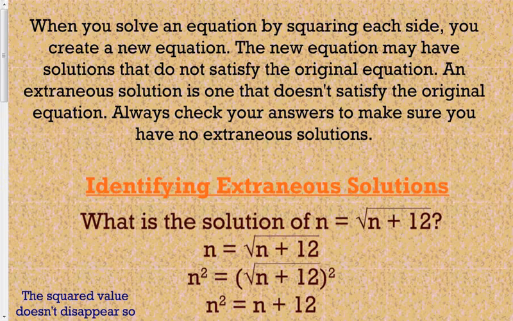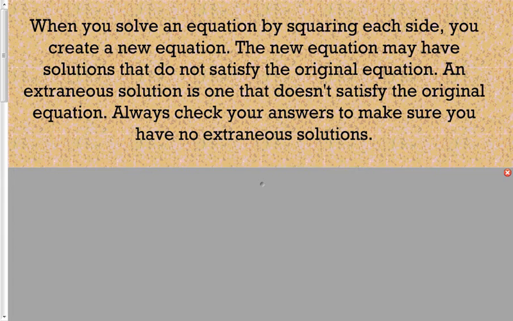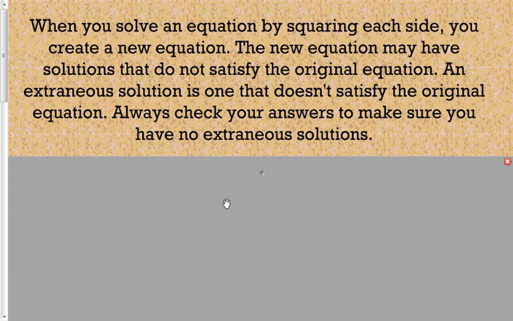So let's look at the second thing we talked about in our goals for today, our learning targets, which was the extraneous solutions. So let's read this through. When you solve an equation by squaring each side, you create a new equation, essentially, without the square roots. The new equation may have solutions that do not satisfy the original equation. So an extraneous solution is one that doesn't satisfy the original equation. Always check your answers to make sure you have no extraneous solutions.